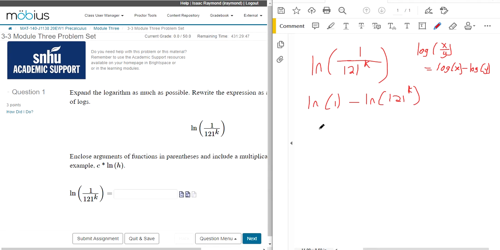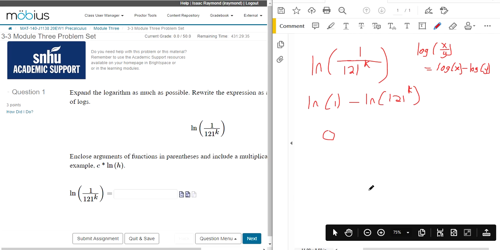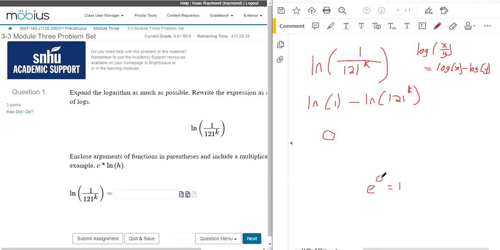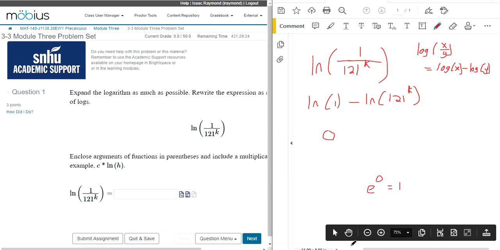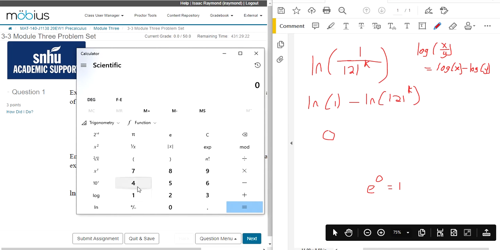So natural log of 1 is going to be 0, because the logarithm says what power do you raise the base to make it equal the argument here? Now a natural log has a base of e, right? So what power do you raise the exponential constant e to make it equal 1? Well, the answer there is a power of 0. So that's why natural log of 1 is 0. You can check that with a calculator too. If you plug in 1 and then hit natural log on your Windows calculator, it gives you 0.